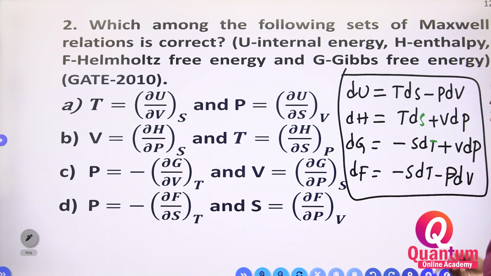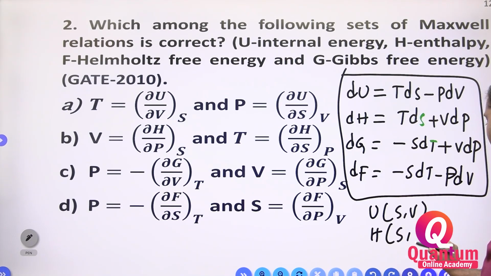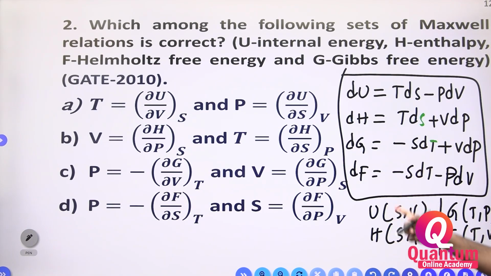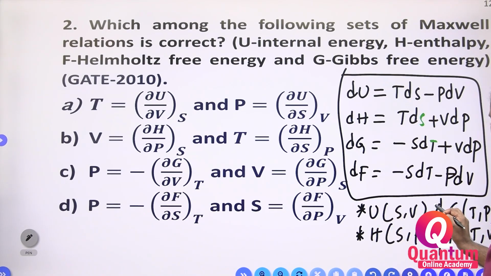Please remember, internal energy is a function of S and V. Enthalpy is a function of S and P. Gibbs free energy is a function of T and P, and Helmholtz free energy is a function of T and V. This is very, very important. Sometimes they will ask which parameters each one is a function of.